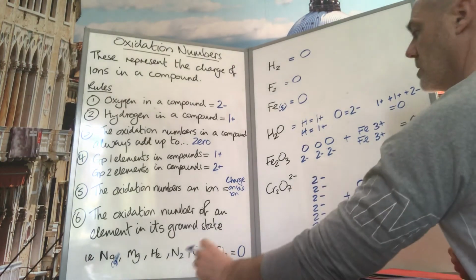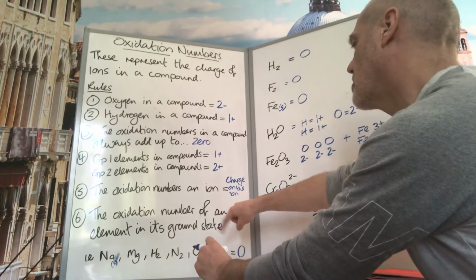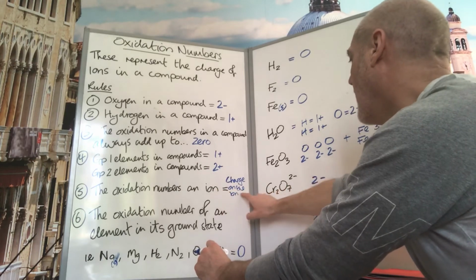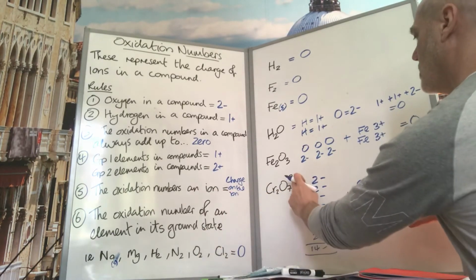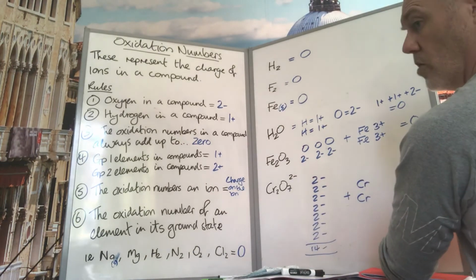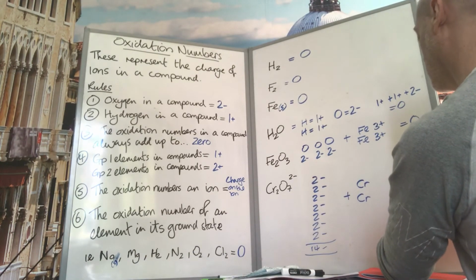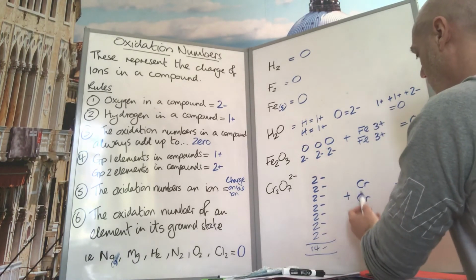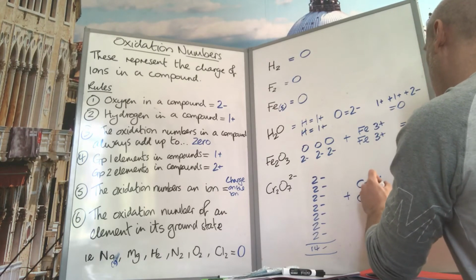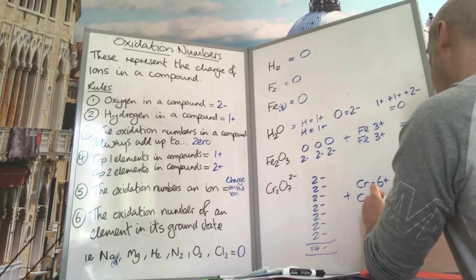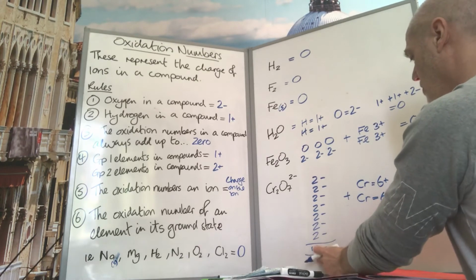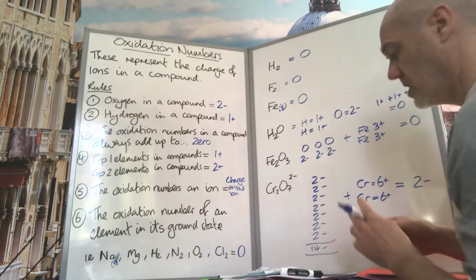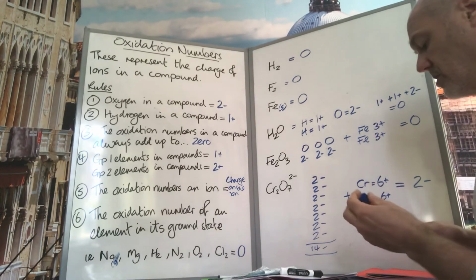Whatever their oxidation state is, it needs to cancel out most of that and leave us with an overall charge of 2 minus. Okay, so go back to rule number 5 here. The oxidation numbers on an ion add up to the charge on the ion. 2 minus charge on the ion, so overall the oxidation numbers add up to 2 minus. Okay, so we've got 14 minuses there, so we need 12 pluses between these two. So each of these is going to have to be 6 plus. So we've got 12 pluses, 14 minuses overall give us 2 minus. So here, the oxidation number for chromium is going to be 6 plus.